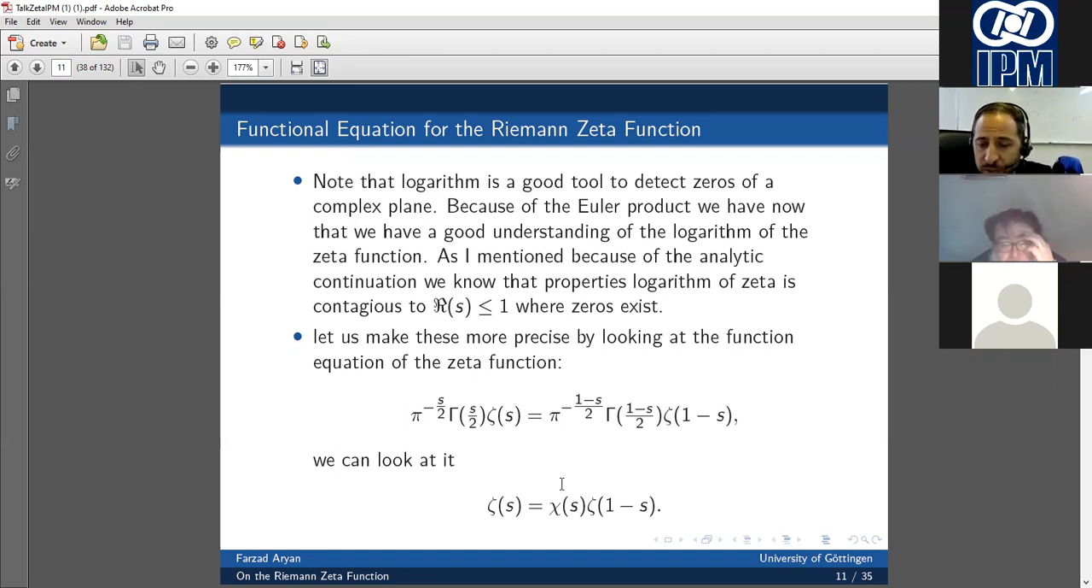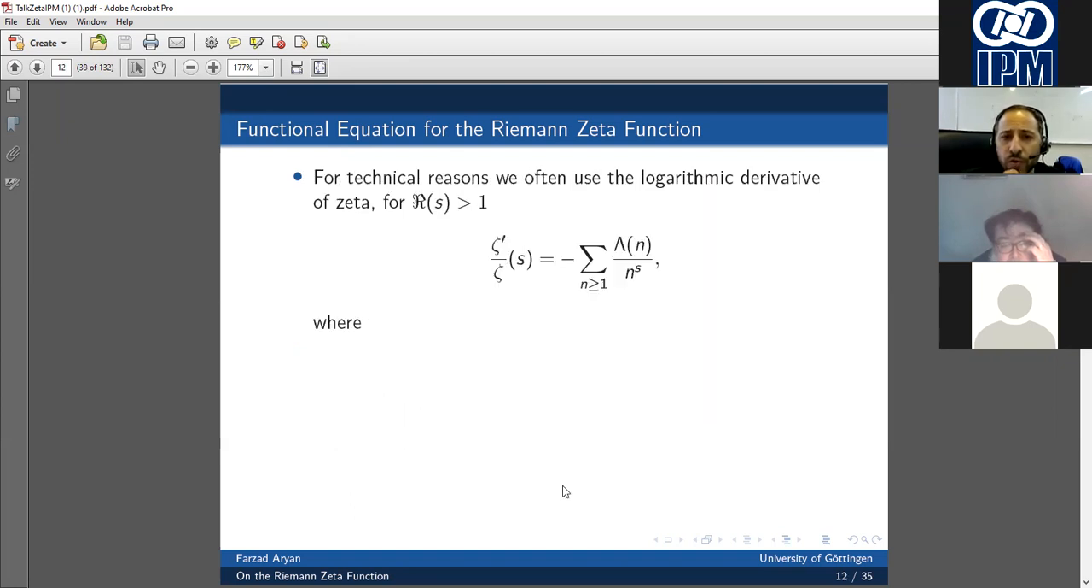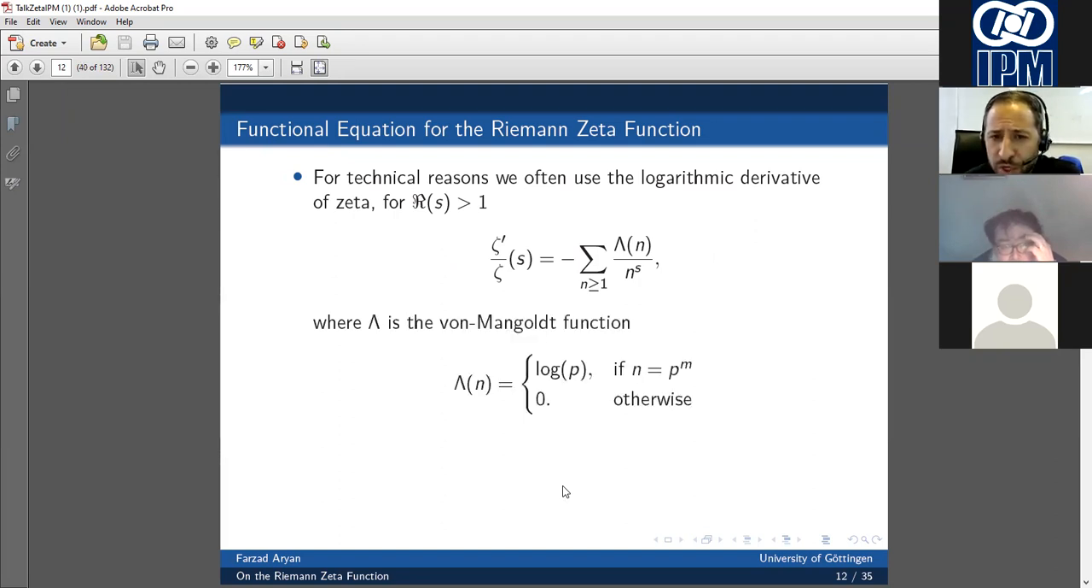Imagine real part of s is 3/4, it goes to real part of s equal to 1/4. And so that's a little bit of a problem with it. For technical reasons, instead of working with log, we work with the logarithmic derivative. It just makes everything nicer, the formula. And the logarithmic derivative has this series expansion.